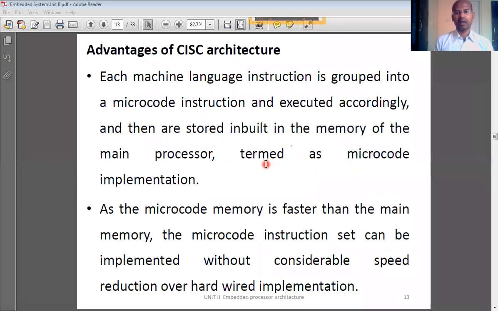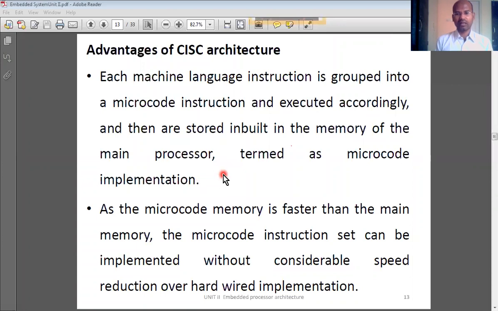It is called hardwired control unit. If you do it this way, it is called hardwired, and it is noticed that a hardwired control unit is faster than storing the microcode in the RAM.